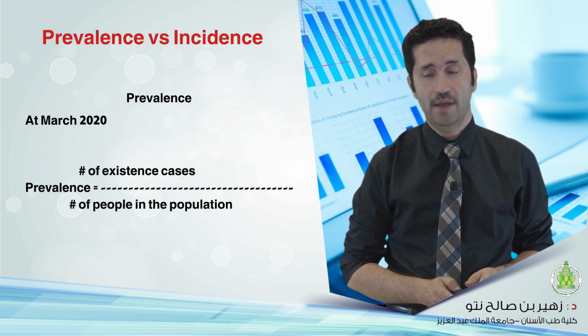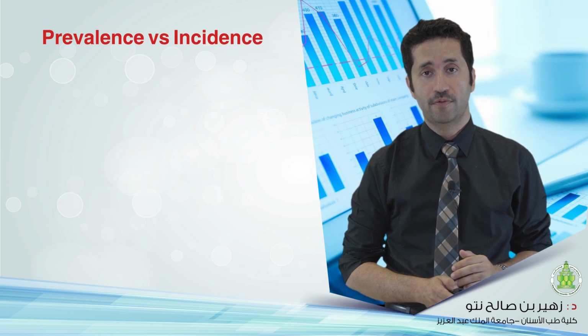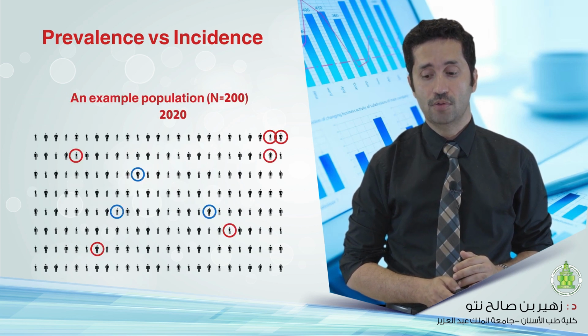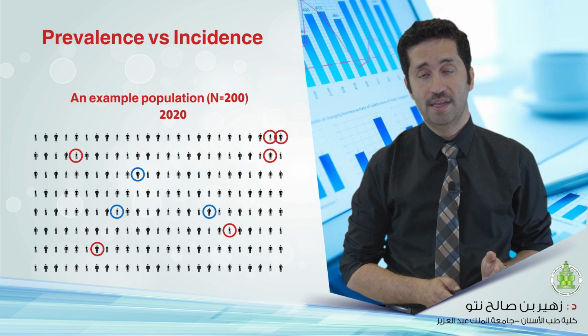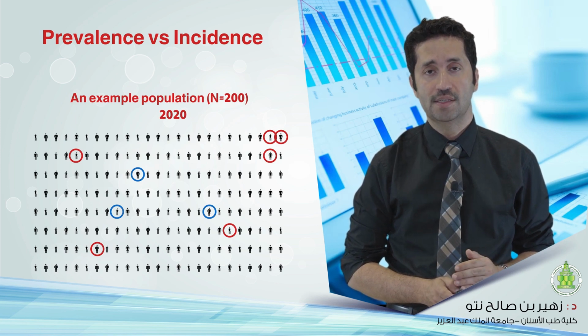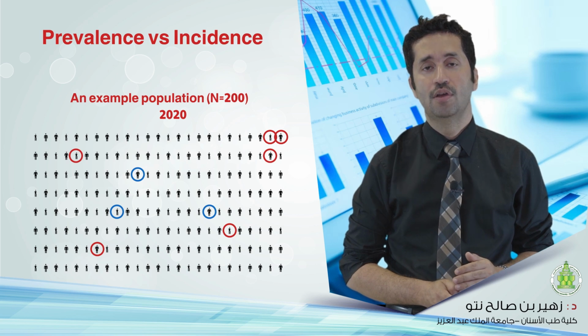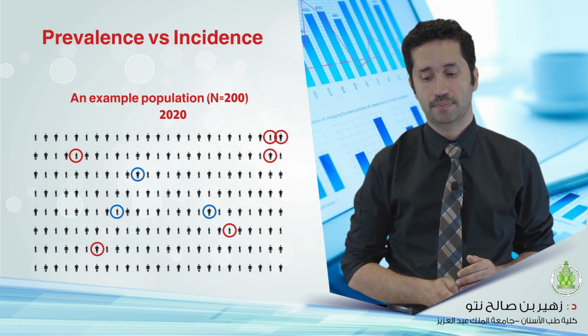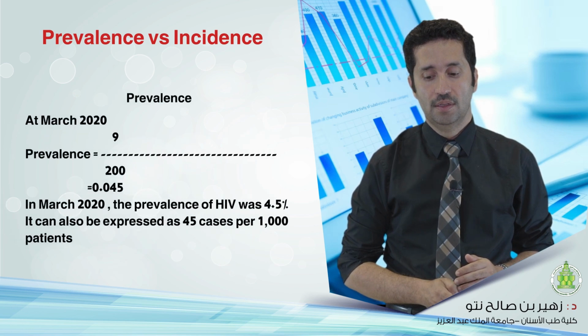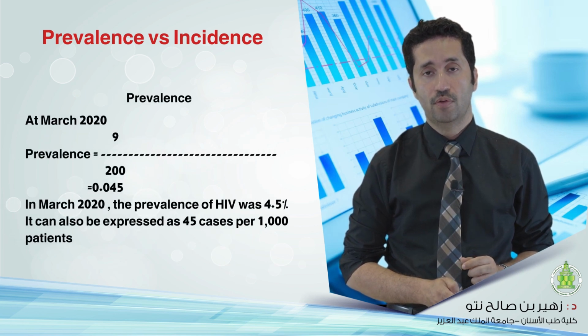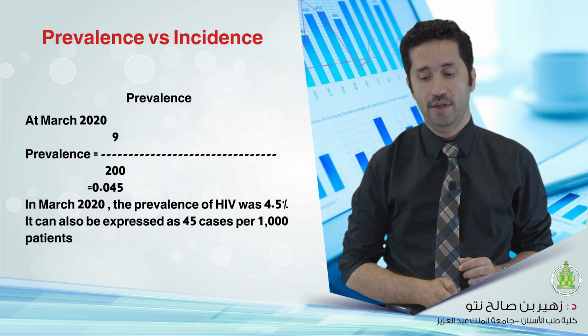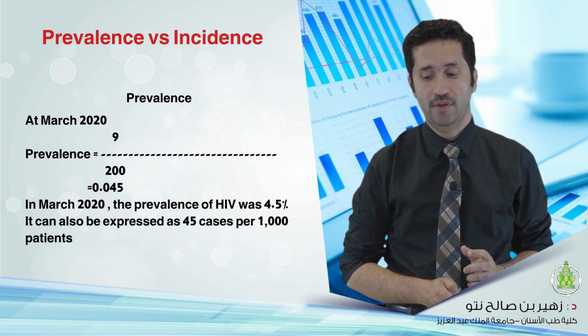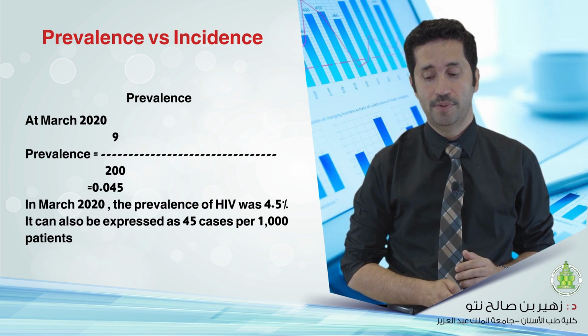Prevalence is total number of cases over total number of population. If we look back at this example, the total number of cases is 9 because we have 6 old cases plus 3 new cases. So it's going to be 9 over 200. In this case, the answer is 0.045, or we can say 4.5%, or 45 cases per 1,000.